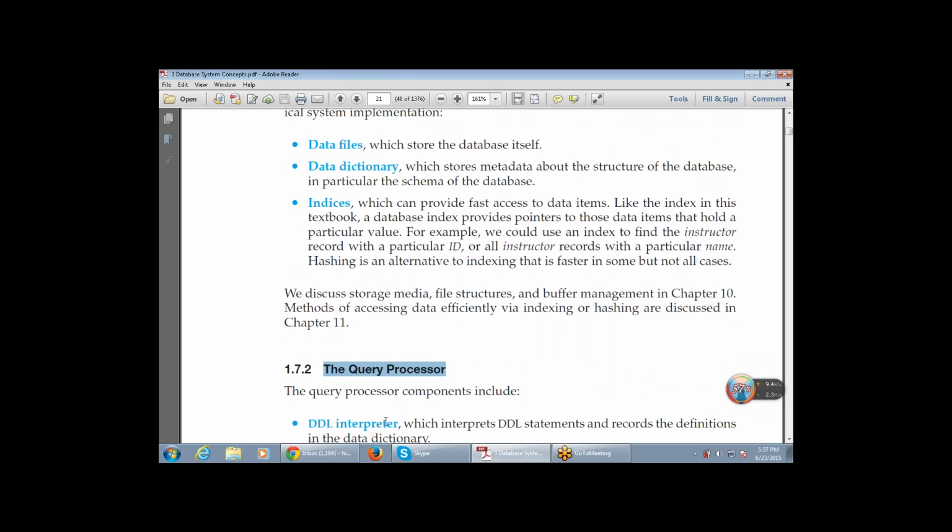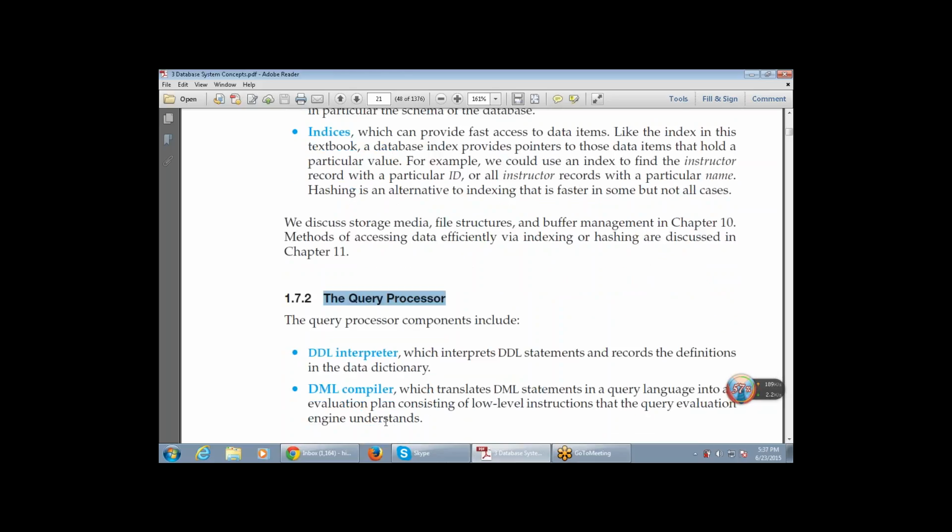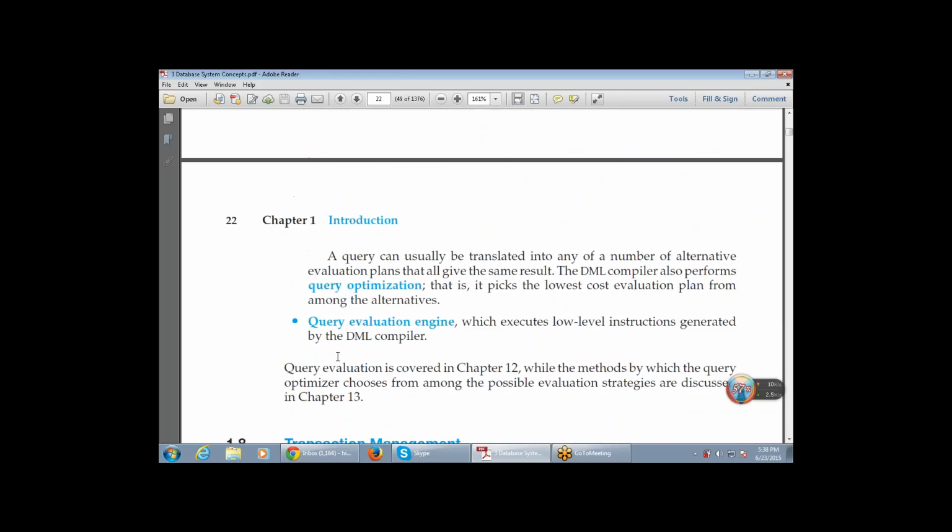So that includes the DDL interpreter, that is the data definition language interpreter, and the DML compiler. The DDL interpreter interprets the DDL commands or statements and records the definitions in the data dictionary. In the same way, the DML compiler translates the DML statements into a query language. Then the query evaluation engine executes the low level instructions that are generated by the DML compiler.